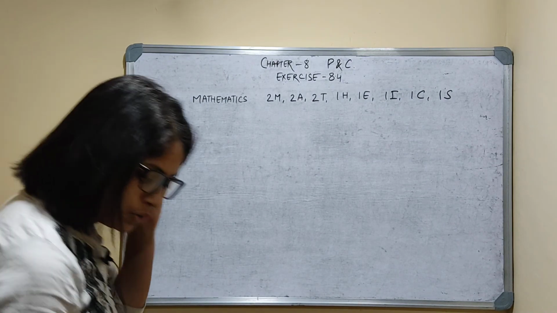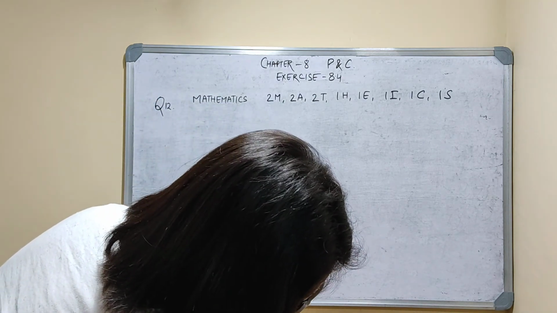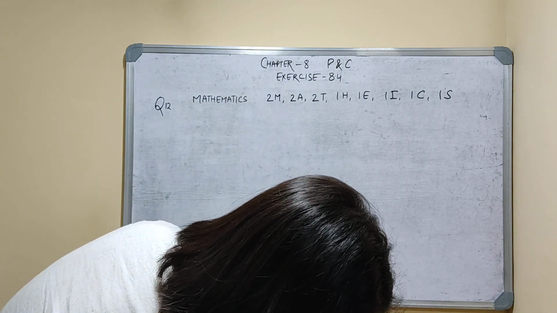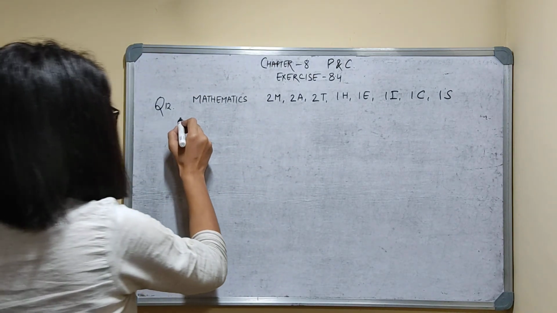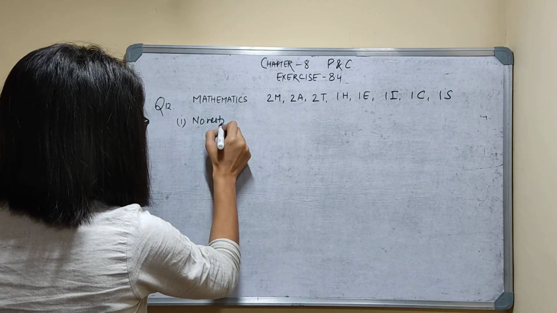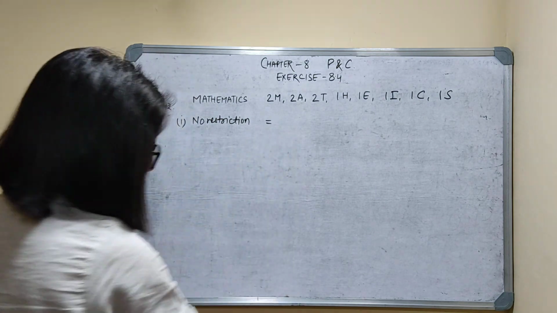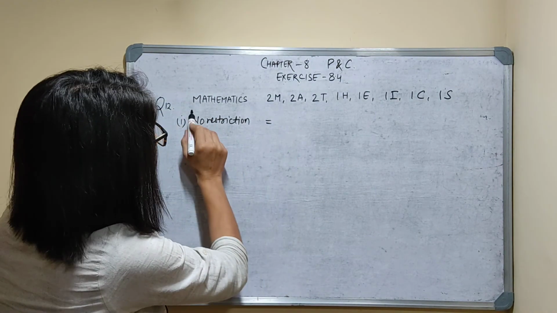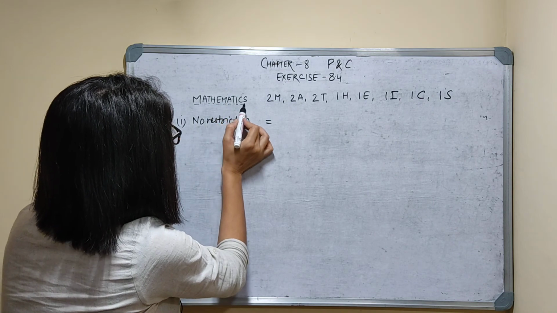Question number 12. How many arrangements can be made with the letters of the word mathematics if there is no restriction? First part: no restriction. How will you make it? How many letters are there? 1, 2, 3, 4, 5, 6, 7, 8, 9, 10, 11.